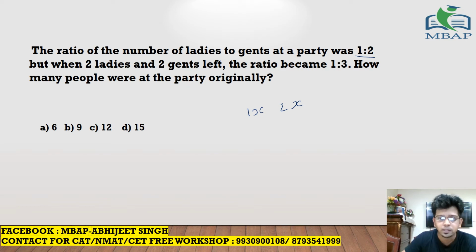Now once you are done with reading the question, the very first thing you have to ask is: is the question asking you to find the individual value or the total value? Because if the question is asking you to find the total value, it doesn't make any significance how many ladies and how many gents actually left. The question is actually how many people left.